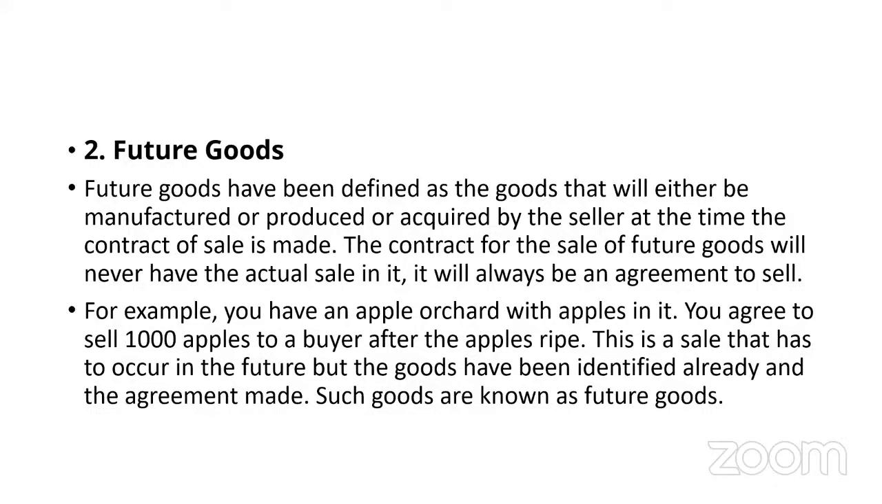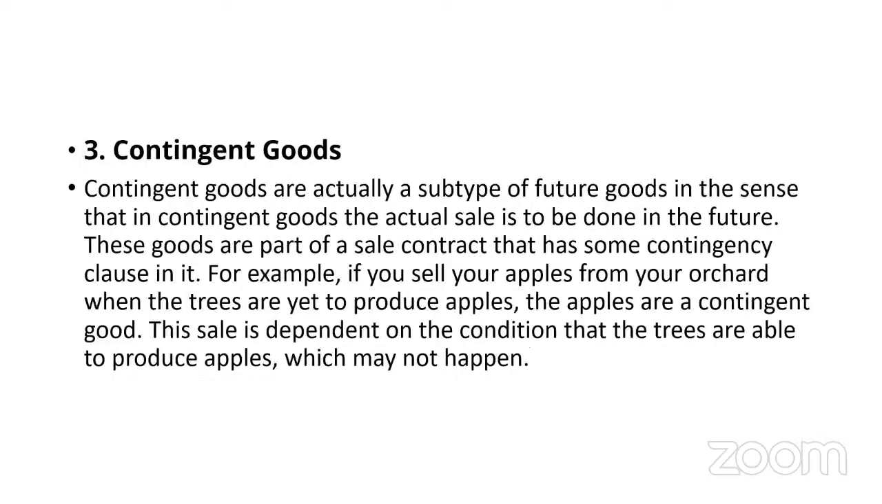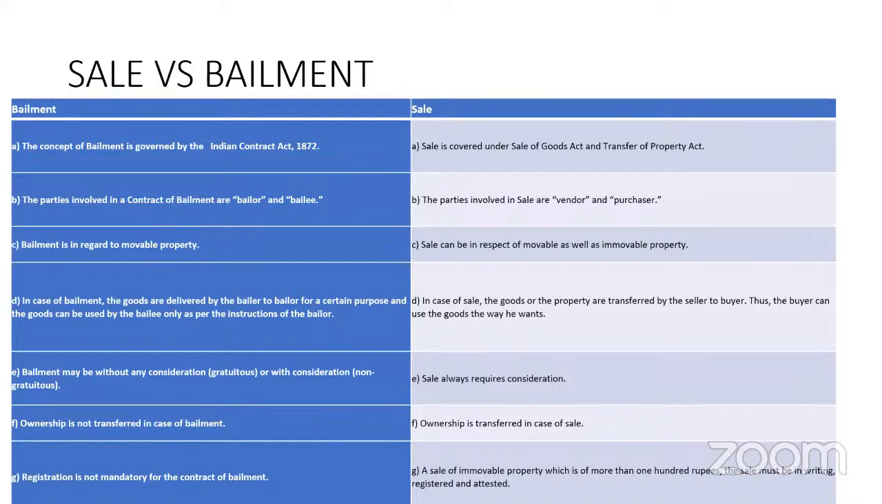Future goods, like I told you, are not there right now. The seller does not have them at this point of time, but the seller will get them at a future date. So those are future goods. Contingent goods: for example, I have a mango farm. I might get 100 kgs of mangoes from it, or 80 or 90. I don't exactly know. So those are contingent goods. I might or I might not get those.